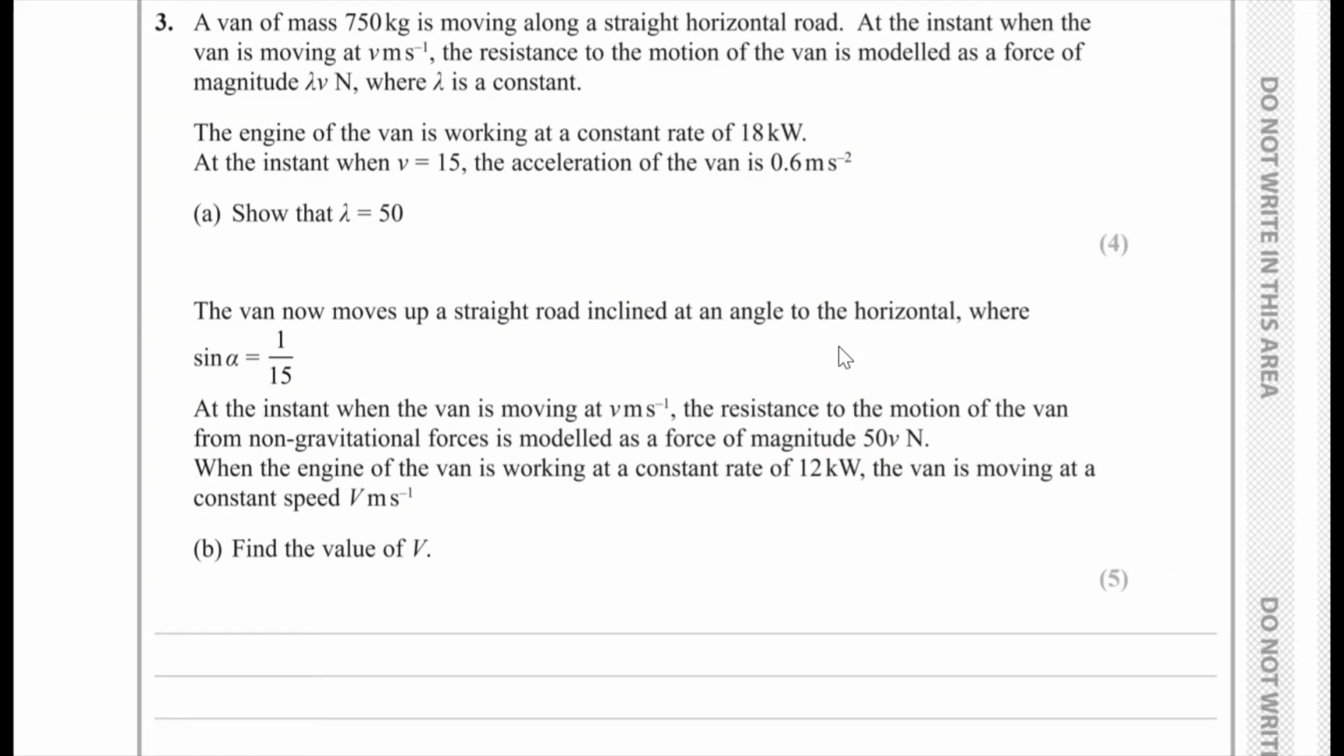Question number 3. A van of mass 750 kilograms is moving along a straight horizontal road. At the instant when the van is moving at v meters per second, the resistance to the motion of the van is modelled as a force of magnitude mu v newtons, where mu is a constant. The engine of the van is working at a constant rate of 18 kilowatts. At the instant when v equals 15, the acceleration of the van is 0.6 meters per second squared. We have to show that mu is equal to 50.